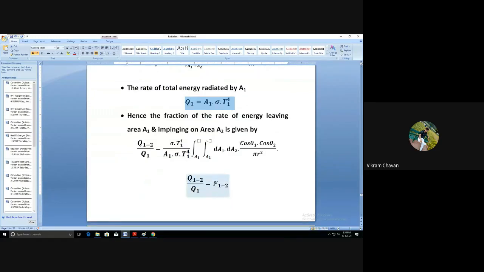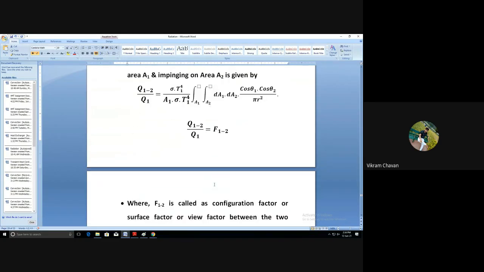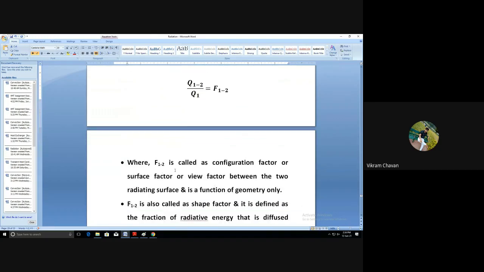So this f1 to 2 is called a configuration factor, geometric shape factor, okay, or a surface factor. Okay, so where this f1 to 2 is called a configuration factor or surface factor or view factor between the two radiating surfaces and is a function of geometry only. Okay, because it depends on the view, how much amount of surface area is exposed to another body. Okay, so it depends on perspective, so that we can say that it depends only on the geometry. So it is also called a geometric shape factor also.